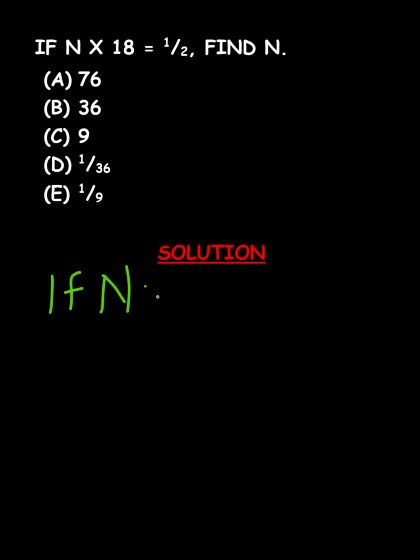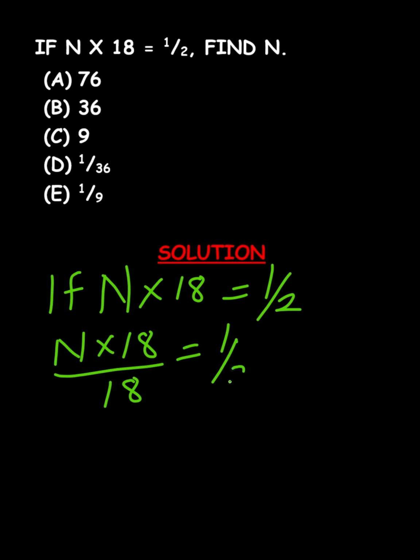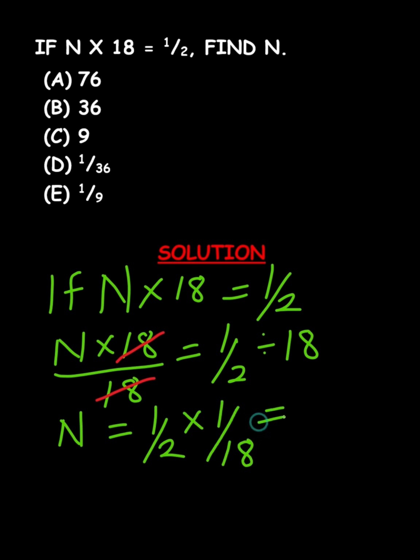If n times 18 is equal to 1 over 2, we divide both sides by 18. n times 18 divided by 18 is equal to 1 over 2 divided by 18. 18 cancels 18. n equals 1 over 2 times 1 over 18, equals 1 over 36. The correct option is D.